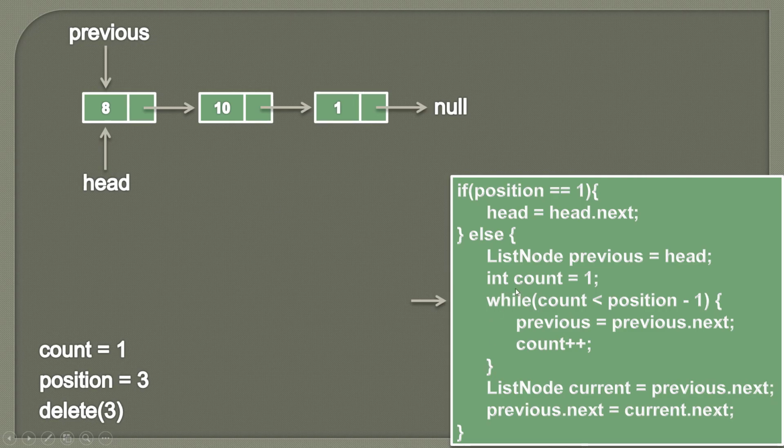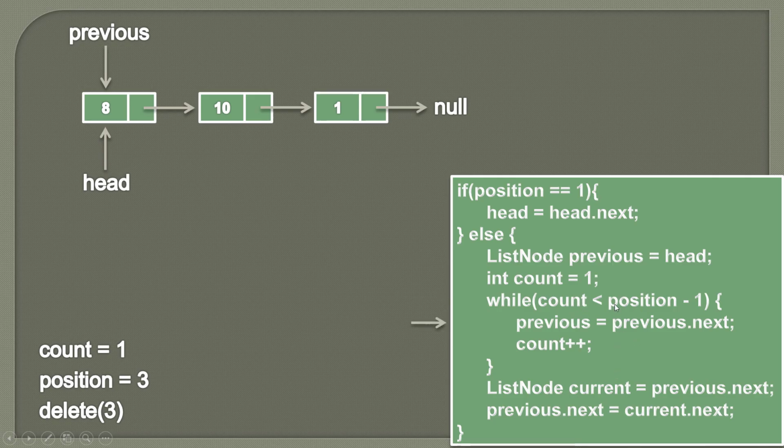Here you can see this count variable will help previous reach a position just before the node which we want to delete. So we provide the condition that count should be less than position minus 1, because we have already initialized count to 1 and previous is already pointing to head. The value of count is 1. If we do position minus 1, we get 3 minus 1 which is 2. So 1 is less than 2, and this condition comes out to be true.